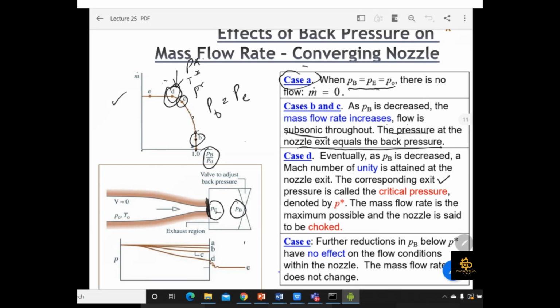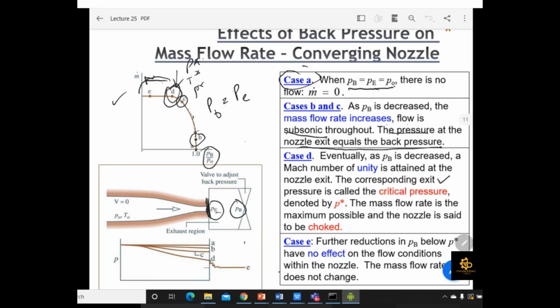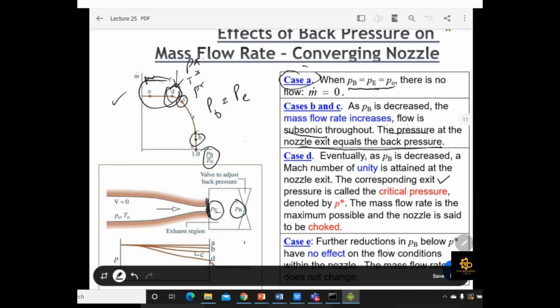So if you increase more pressure after this point D, you will not see any effect on the mass flow rate. Mass flow rate does not change at this point. So we can say that in this region D to C, you get the choke flow, and for the region where there is a C and D, that is not choke flow.